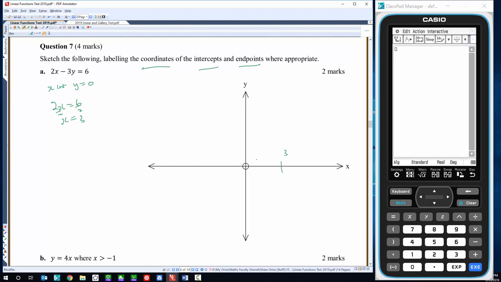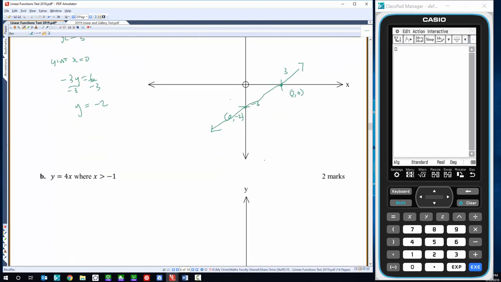So plot that point. Okay, the y-intercept when x is equal to 0. So that's going to give us -3y equals 6. Divide by -3, divide by -3. y equals -2. So down there. So it goes through that point and that point. So we're going to label them as coordinates. So that's when x is 0, y is -2, and 3, 0 there. And our line must be drawn with a ruler. It needs to go through those points there.